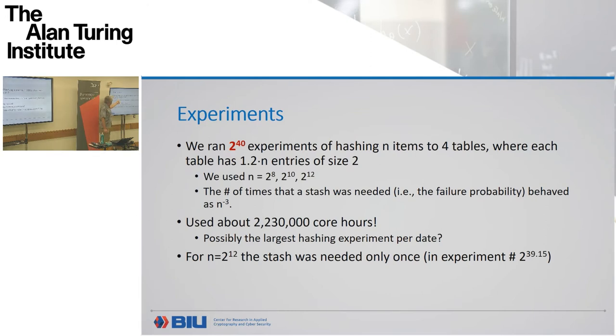What we did, we checked it for n up to 2 to the 10 to the 12, although we're interested in larger n's. And we saw that the probability of having to use the stash decreases cubically with n, so it's like n to the minus 3, quite accurately. For n which is 2 to the 12, we only had to use the stash in experiment 2 to the 93.15 times; we were almost sure that we won't have to use the stash, and then towards the end, we had to use it.